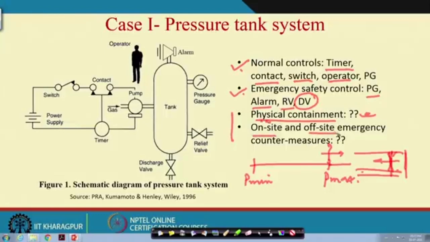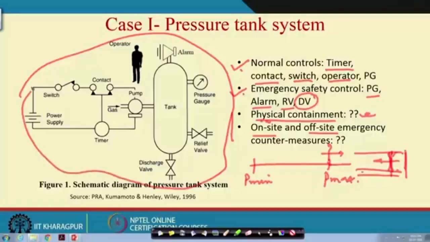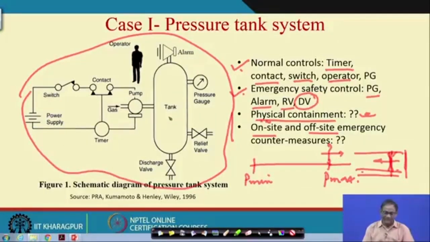Now, on-site and off-site countermeasures is another very important issue. What are on-site and off-site countermeasures? Suppose this is my plant, and there are many people working here. If anything happens here, meaning an accident has taken place, a tank rupture has taken place, what measures do you have so that you will save the people and the property? Those measures are on-site, where the accident has taken place.